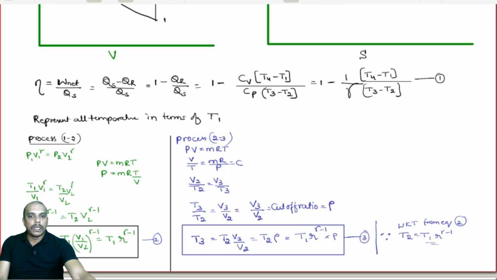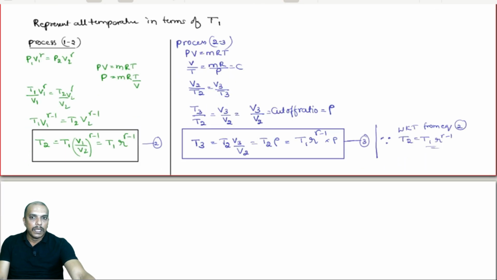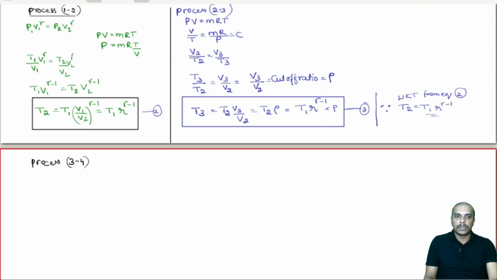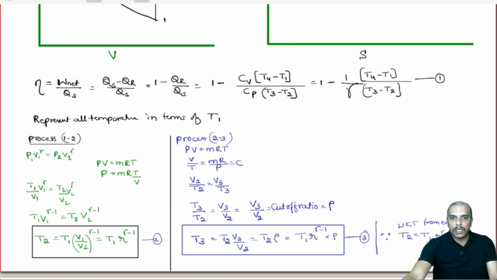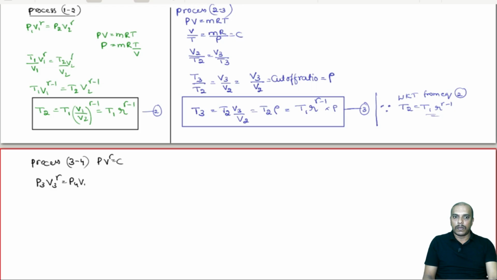Now, let us go to the next step. If we write T4 in terms of T1, then we can come back to equation 1. So, let us write T4 in terms of T1. Process 2 to 3 we are done, now process 3 to 4. What is process 3 to 4? PV power gamma is equal to constant. So, P3 V3 power gamma is equal to P4 V4 power gamma, and we would like to represent it in terms of temperature. I know that PV is equal to MRT.